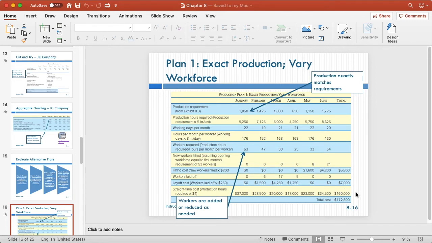And since you are using the exact production strategy or the chase strategy, by varying the workforce during the process, sometimes you are hiring new employees, sometimes you are laying off some old employees, right? So during this process, you are actually incurring the hiring cost or the layoff cost. That's why you have these three different types of costs. In total, it will be 172,800.